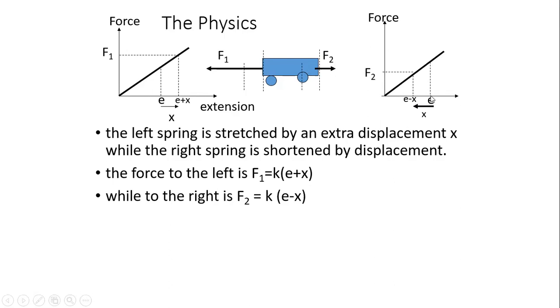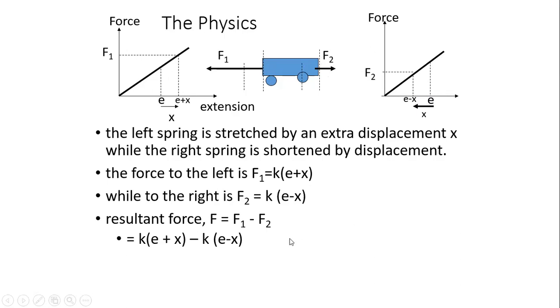You are shortening the spring from e by x, and this one you are increasing by x. So the resultant force is F1, which is larger, minus F2. This one minus that. So you simplify that: ke minus ke is 0, and kx plus kx is 2kx, and the force is to the left. Remember, it's a vector, so you must state the direction, to the left.